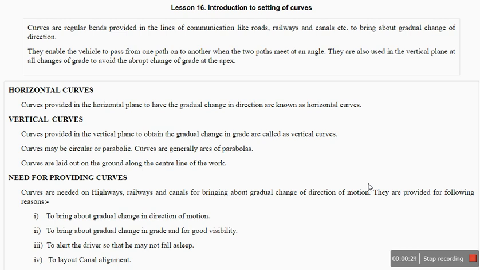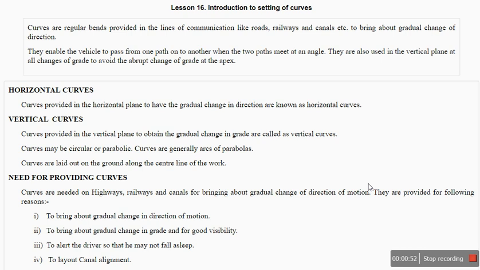Typically, when we are traveling on a highway or a road from point A to point B, you can never get a straight line. This is what we normally see. The reason is that you may come across a pond, a lake, a river, a cliff or a mountain, something like that. So we normally change the direction of the road or the railway.